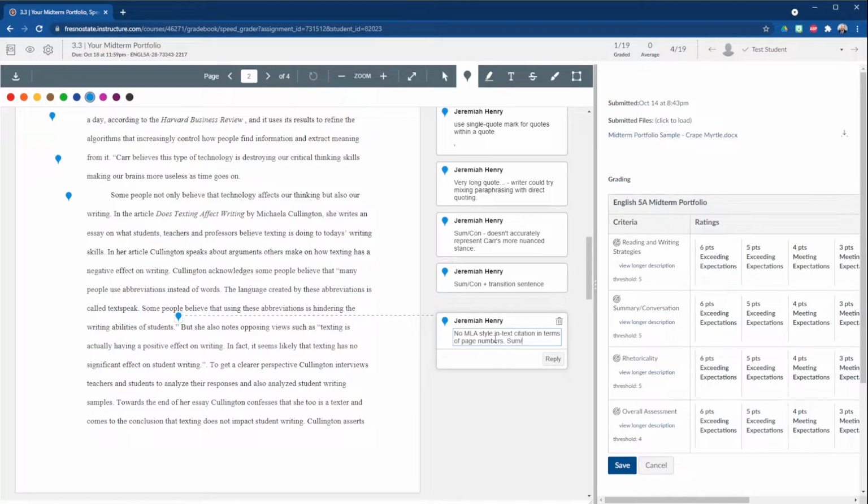That's definitely a summary conversation thing, and honestly, because that's a pretty big oversight, that might bring summary conversation back down to not meeting expectations.